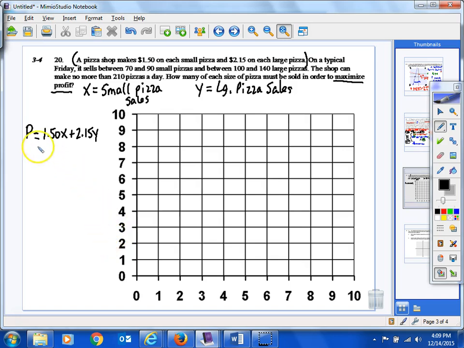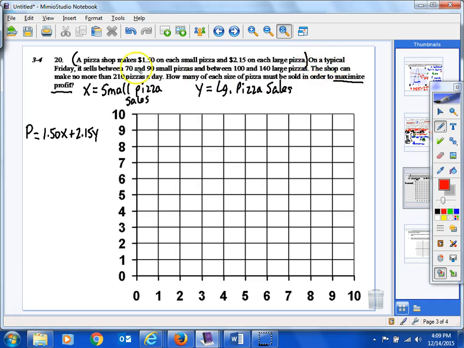It's not anything that needs to be graphed. We do not graph the profit function or the cost function if you have a problem like that. This is going to be used at the end of the problem to plug in vertices for x and y to see which vertex gives us the highest number for P. Okay, so let's move on.